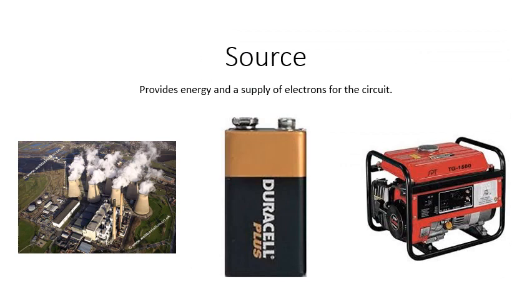Sources of energy, specifically electrical energy, will provide the energy for a circuit. It says here a supply of electrons for the circuit, but it doesn't supply the electrons. That's incorrect, because electrons are already in the conductor. So the battery, or the cell, I should say, will not provide electrons. It will provide the push for those electrons. These are three examples of sources of energy.